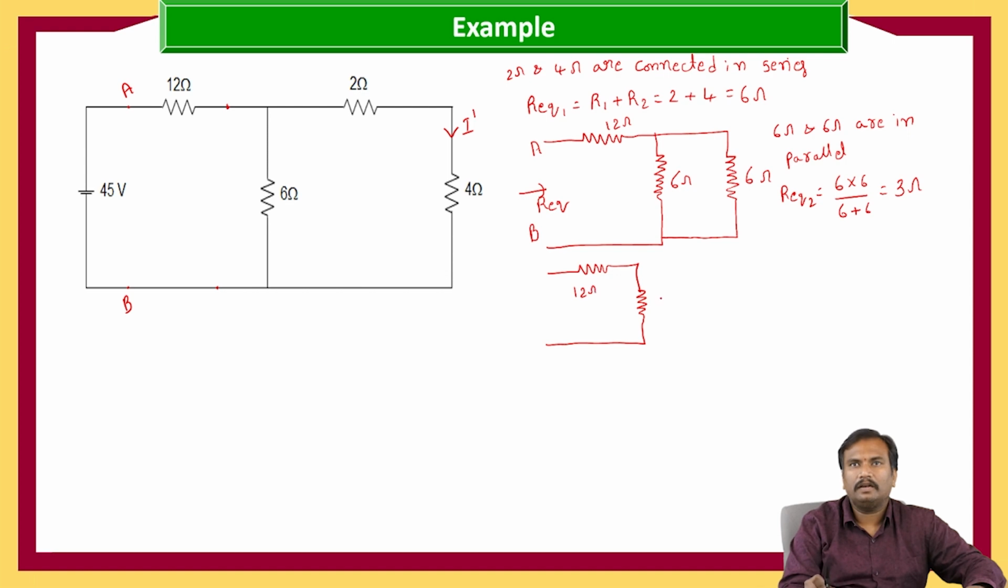12 ohms and 3 ohms. And here we are going to apply 45 volts. Now let us calculate what is the current. So the current is equal to V by R equivalent. Here this 12 ohms and 3 ohms are connected in series. So 45 by 12 plus 3, which is equal to 45 by 15, which is equal to 3 amperes.